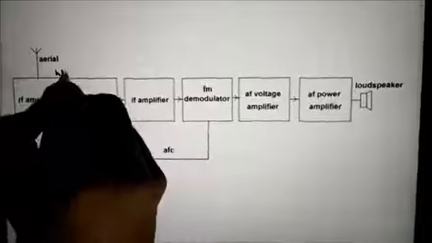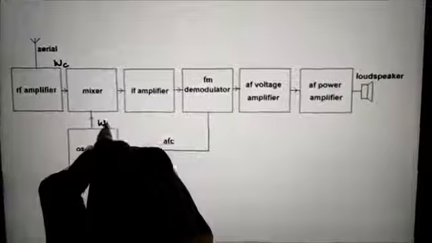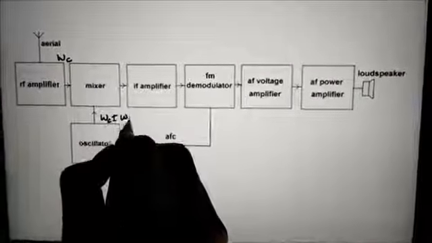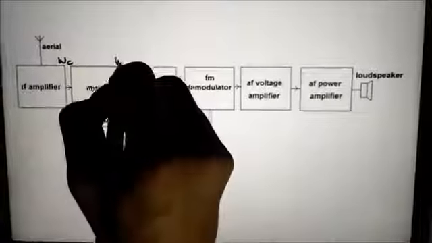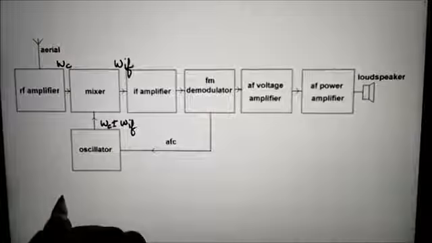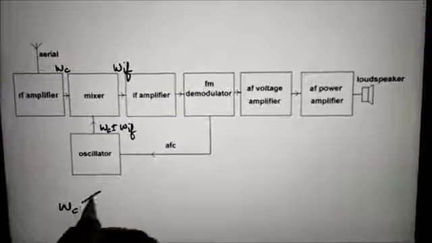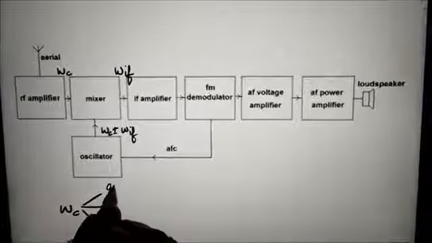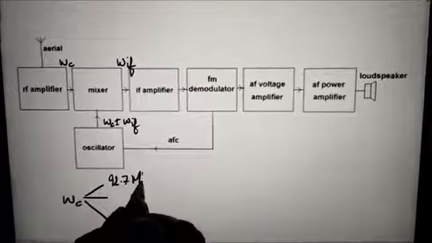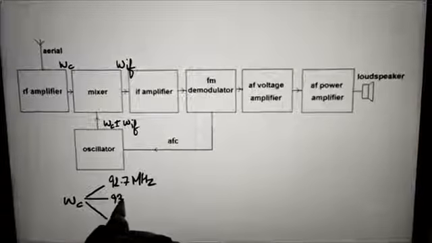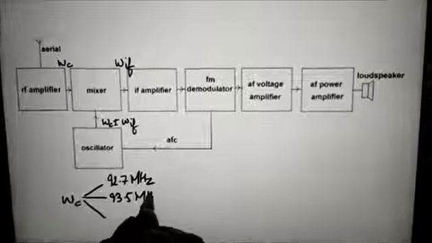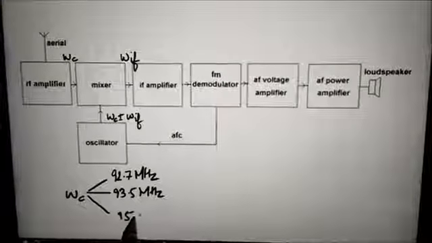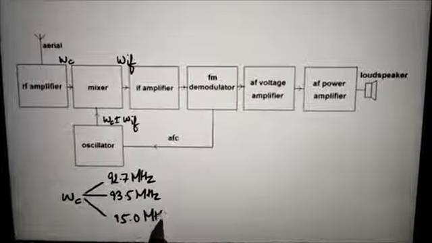The selected frequency is applied to the mixer. The output of an oscillator is also applied to the mixer. The mixer and oscillator form a frequency changer circuit. The output from the mixer is the intermediate frequency. The IF is a fixed frequency of 10.7 MHz. No matter what the frequency of the selected radio station is, the IF is always 10.7 MHz.